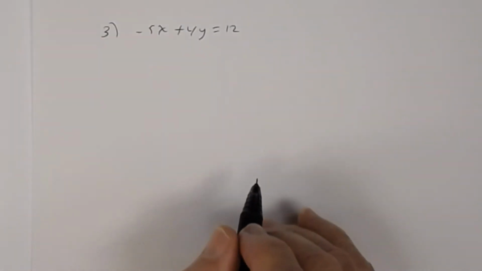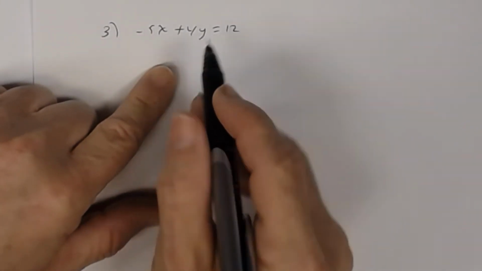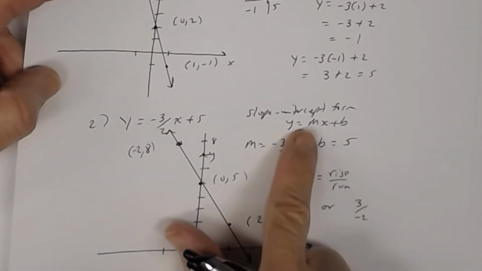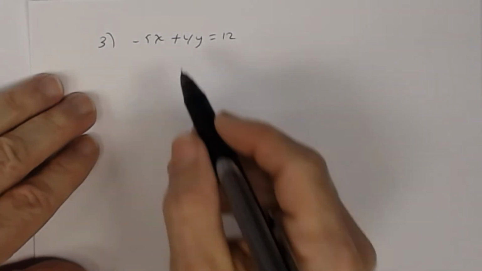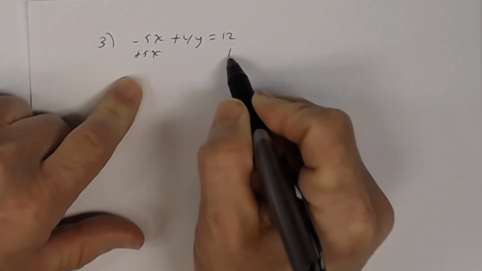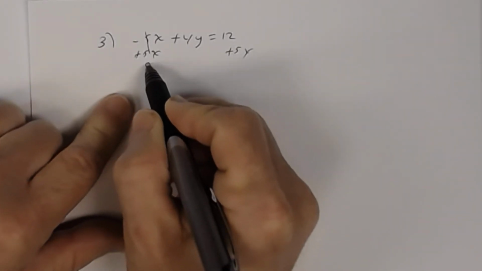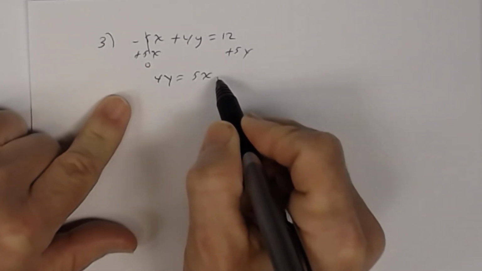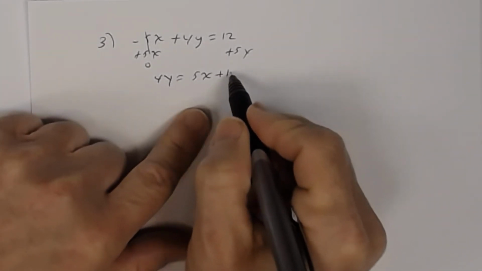Okay, so to get slope-intercept form, remember in the previous problem we indicated slope-intercept form is y equals mx plus b. So you had to get y by itself. So let's go ahead first of all and add 5x to both sides. And so when I add 5x to both sides and combine like terms, I get 4y equals, and let's put the x term first, 5x plus 12.